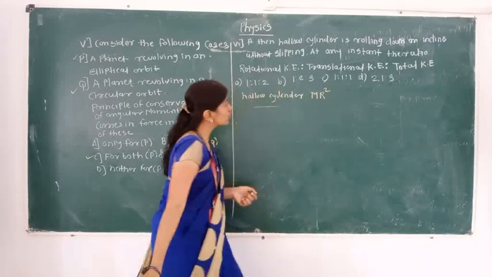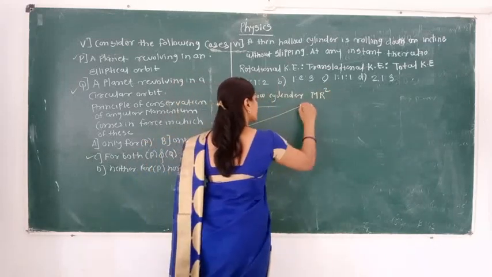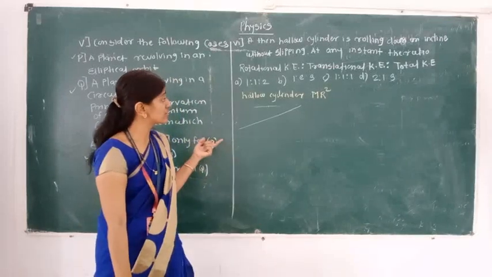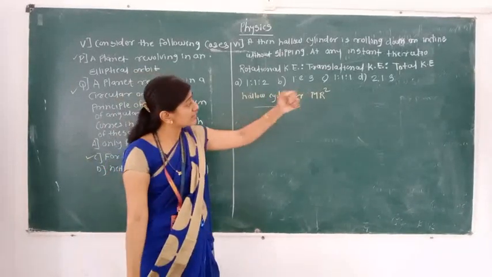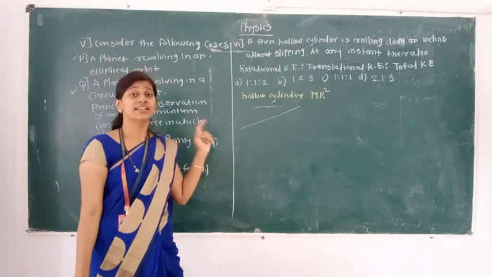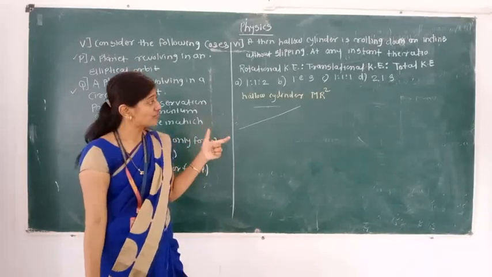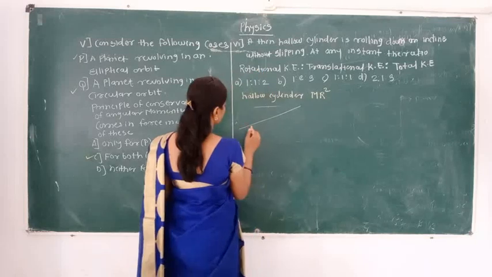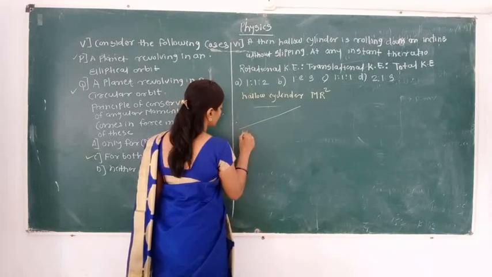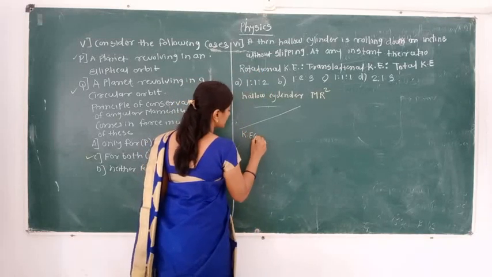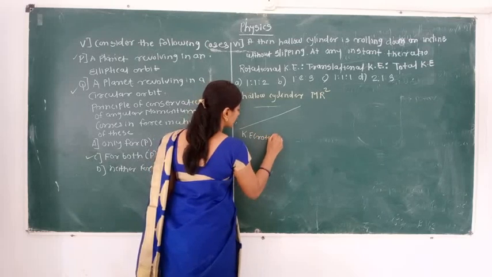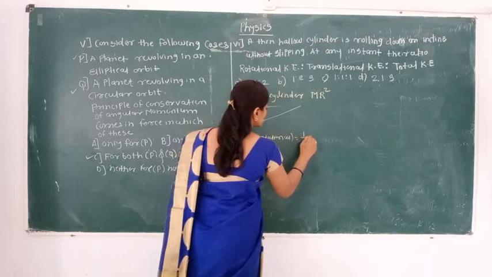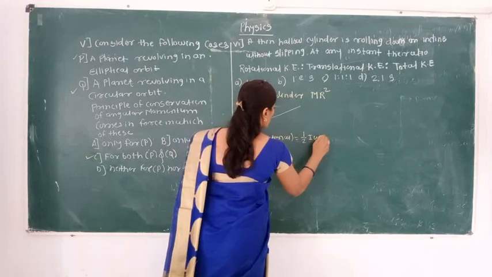It is rolling down an inclined plane, that means rolling motion is there. So the total kinetic energy is the kinetic energy of that rolling. Here we have to find out the rotational kinetic energy. First we will write the formula. Kinetic energy of rotation, how are we getting it? It is 1/2 I omega square.